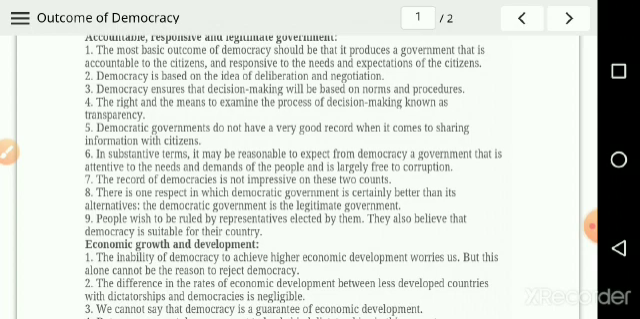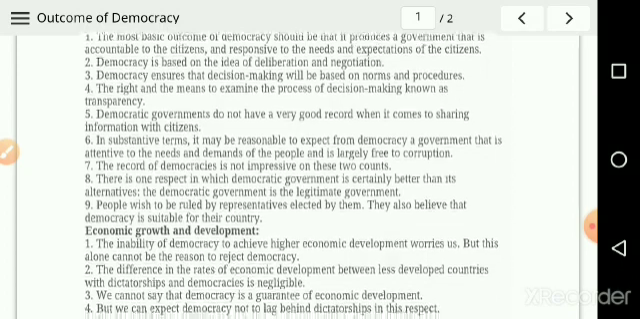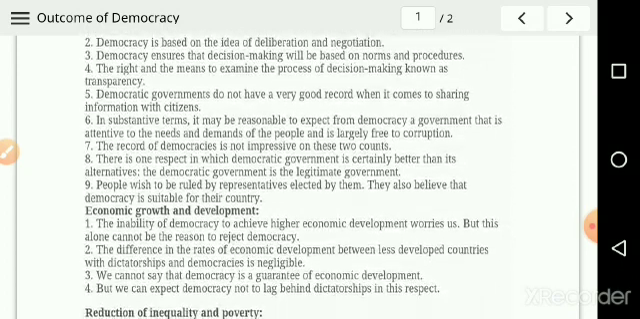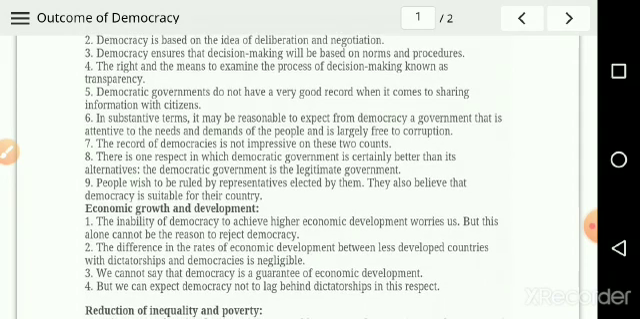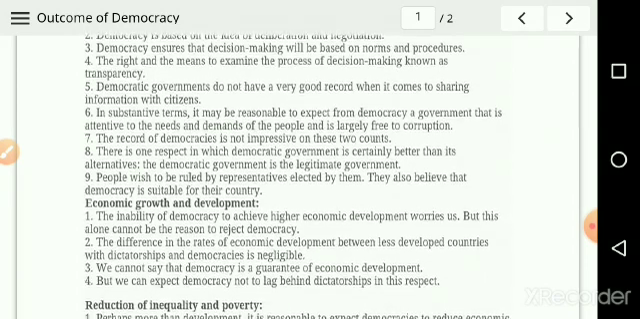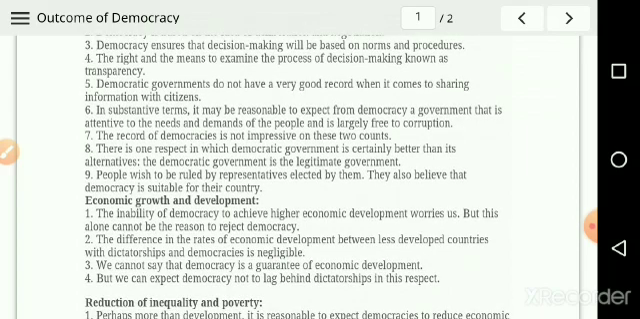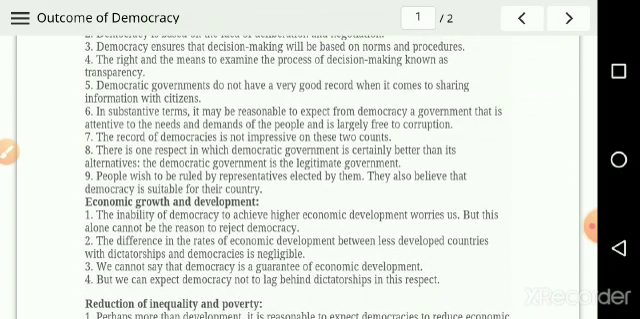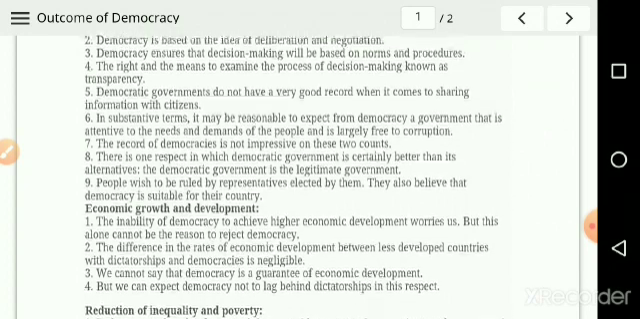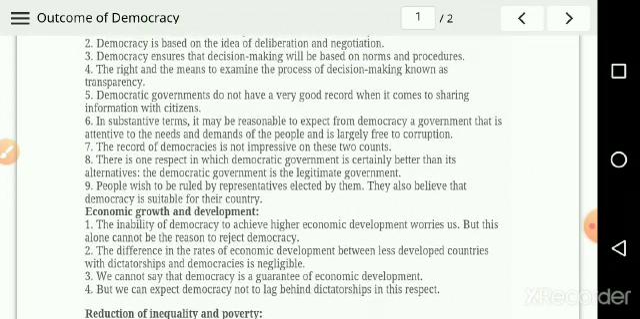When the government is planning to make a decision related to any topic, it should be very transparent in front of the people, in front of its citizens. Then democratic governments do not have a very good record when it comes to sharing information with the citizens. In a democratic government we can see that they are informing the people about everything now and then, but we can see something is missing somewhere.